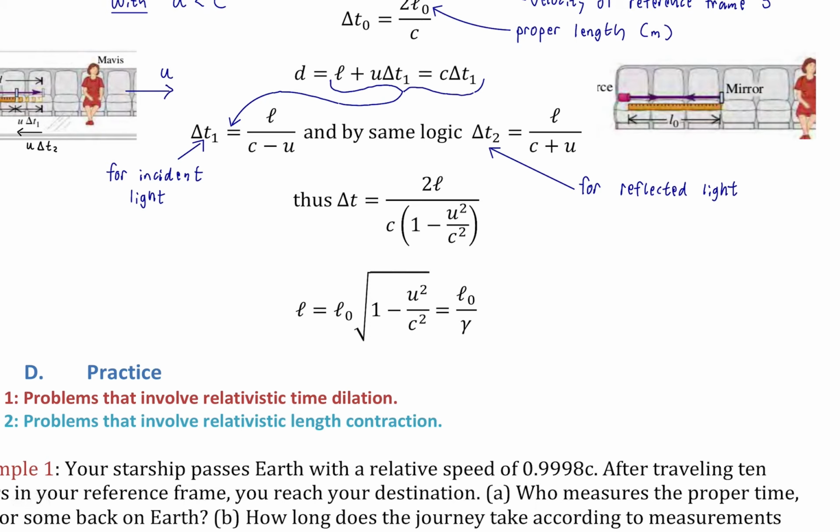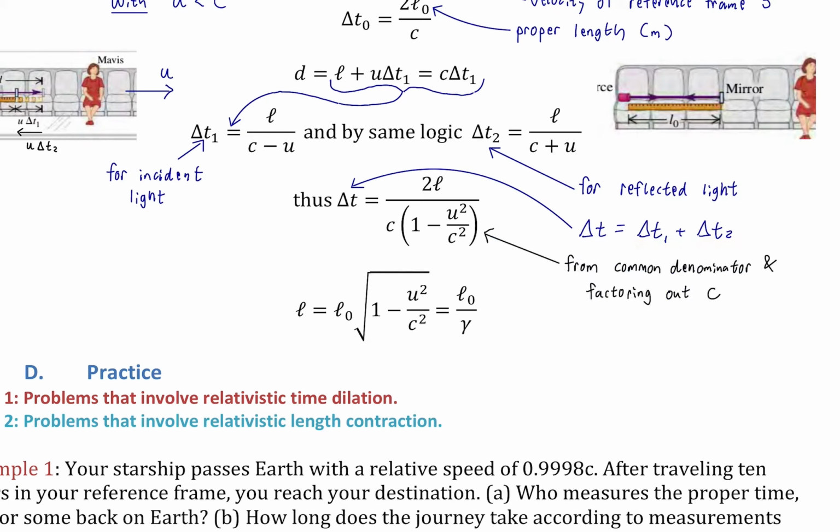Okay? So then we're going to say, well, since the total time is the incident plus the reflected, then delta t is just delta t1 plus delta t2. Okay, excellent. So that's just a matter of then finding a common denominator and simplifying, right? That's all I've done here. I've just literally taken delta t1 plus delta t2 and put those two terms together. Obviously, they're very similar terms, right? And then I factored out a c because I want to prepare it for looking like the Lorentz factor.